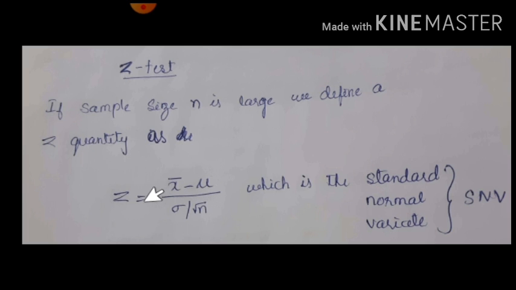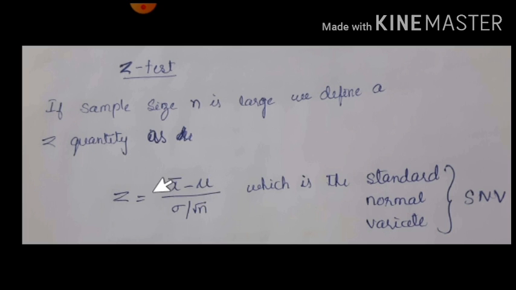In the t distribution, the t value we calculated with the formula as x bar minus mu by small s divided by root n. Only the difference is in the notation, where s stands for the standard deviation of the sample, but here sigma stands for the standard deviation of a population. Let me repeat it. X bar stands for the mean of the sample, mu stands for the mean of the population. Here sigma stands for the standard deviation of the population.